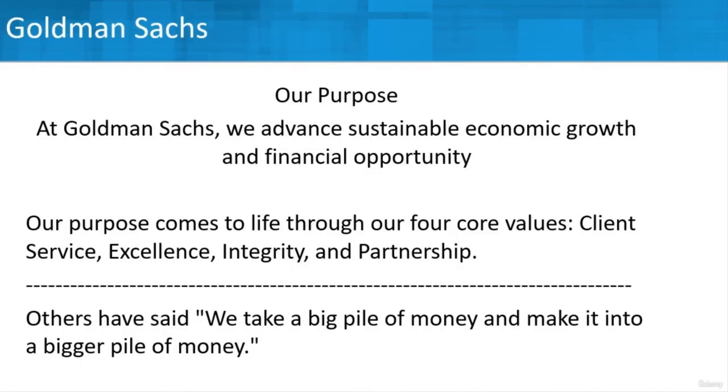Another good example, I think, is Goldman Sachs, right? They're a big investment house, and their purpose, I pulled this from their website, is: at Goldman Sachs, we advance sustainable economic growth and financial opportunity. And our purpose comes to life through our four core values: client service, excellence, integrity, oh my goodness, integrity, and partnership. Now, Goldman Sachs has all sorts of integrity issues. And one of the quotes that many people from Goldman Sachs have said, behind the scenes, even publicly: look, what does Goldman Sachs do? We take a big pile of money and make it into a bigger pile of money. That's what we do for ourselves and for our clients. That's maybe more the honesty.